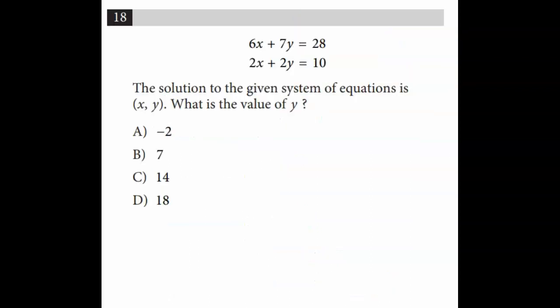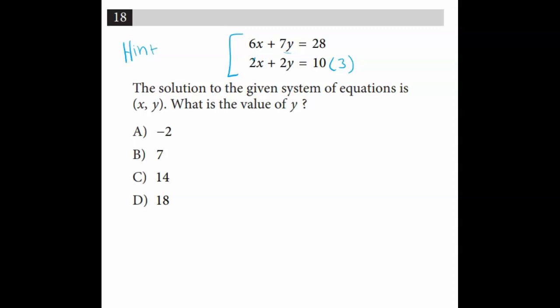All right, number 18. The solution to the given system of equations is (x, y). What is the value of y? All right, so we're given two equations and they want us to solve for y. So once again, for these equations, the way they set it up here is a hint. Always a hint. And so one thing you can do here is multiply this side by 3.